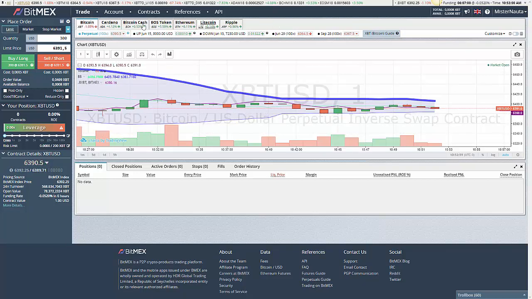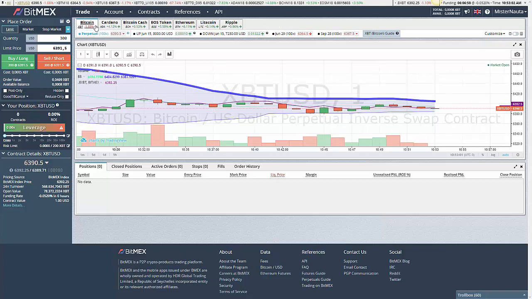You can choose from the available coins here. So I can choose between Bitcoin, Cardano, Bitcoin Cash, EOS, that has been there only a few days, Ethereum, Litecoin, and Ripple. That's it. You cannot bet on other altcoins, okay? And here you can choose how much money you put in your position. This is leverage money. So I have here 80,000 satoshis.